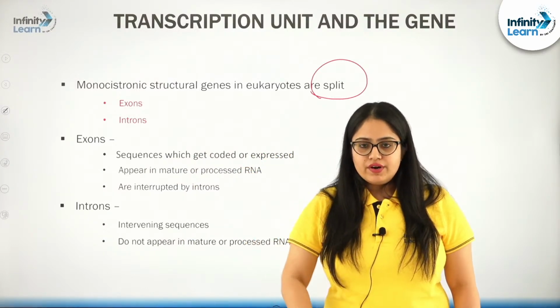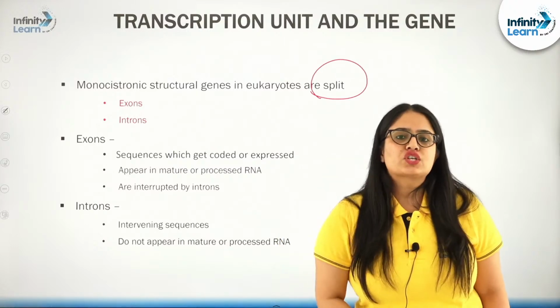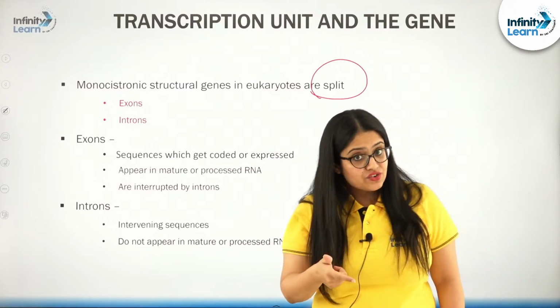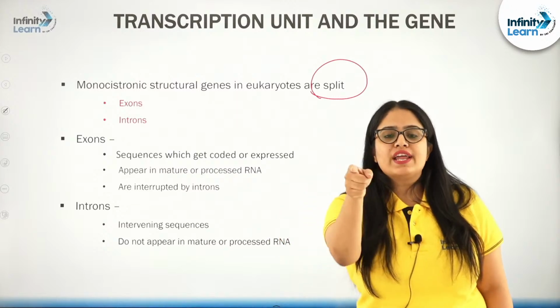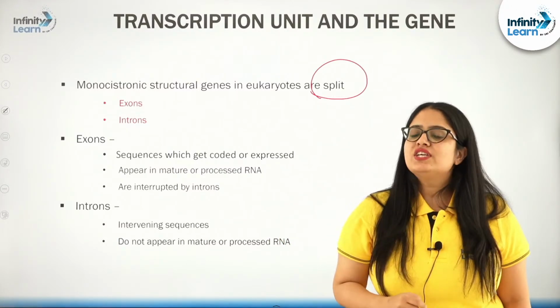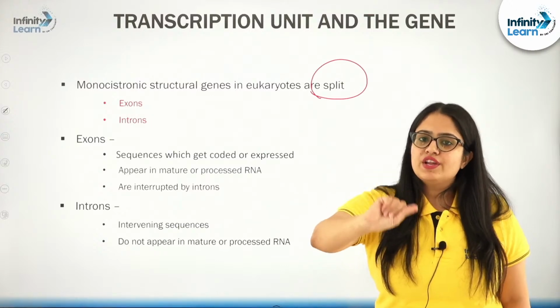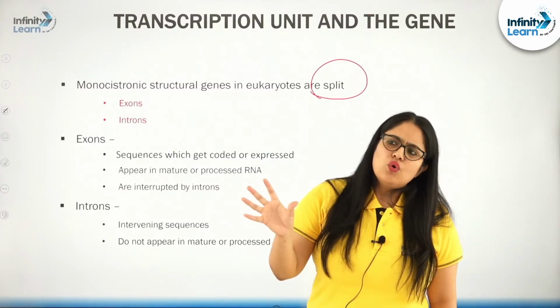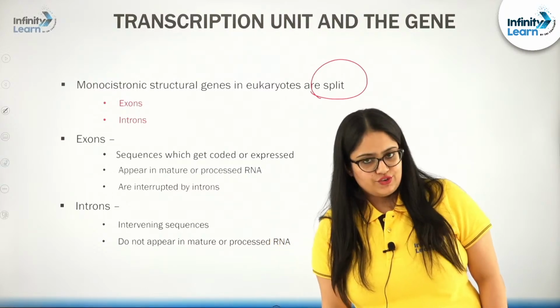So, whenever inside a structural gene there are two types of components, exons and introns, then such an arrangement of a gene is known as a split gene, right? So, split genes means there will be presence of introns as well as exons. Now, let us try to understand what is exon and what is intron.